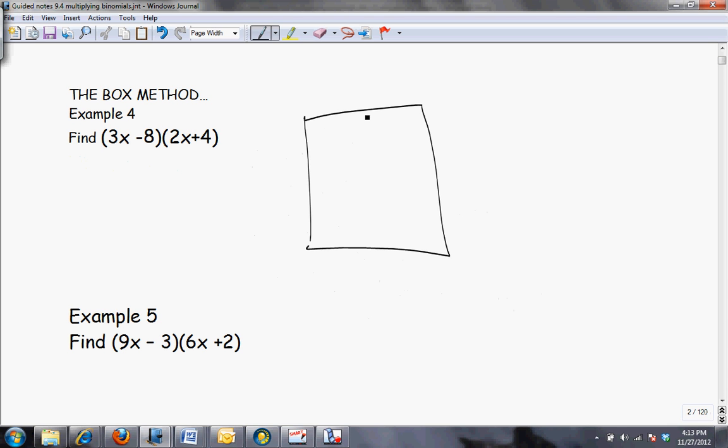The reason we call it a box is because you draw a big old box. Here we go. Then you write your two binomials, 3x minus 8 and 2x plus 4. Doesn't matter which side you write them on, as long as you keep them together. Notice this is the first binomial. If we put parentheses, it'd be kind of like that. That would be the second binomial.